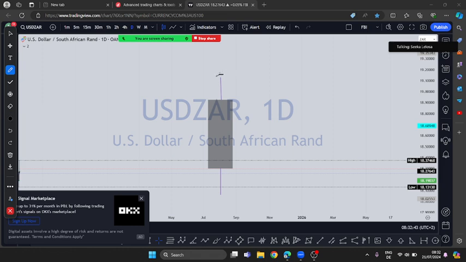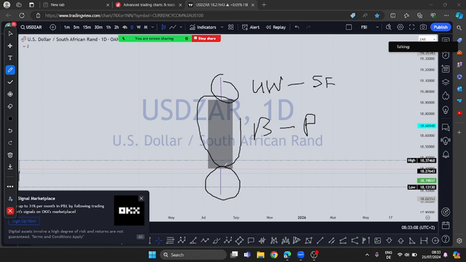we have here this part called the upper wick, and it indicates the selling force. Okay, and then this part here is the body. So the body indicates the pressure, and then this part here is the buying force. So this is the lower wick. It indicates the buying force.